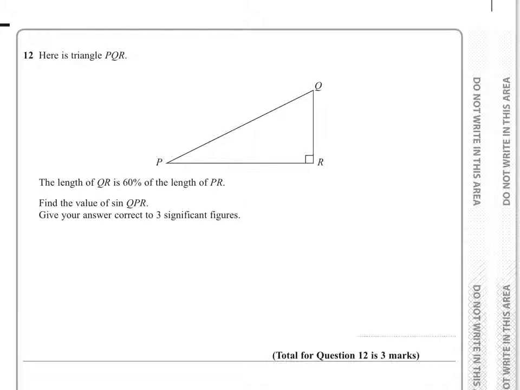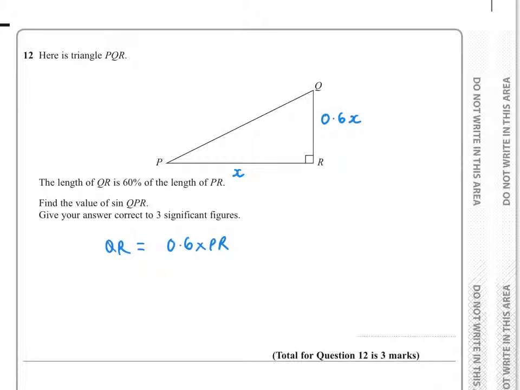Question 12. So we've got a right-angled triangle, PQR, and it says the length of QR is 60%, so 0.6, of the length of PR. So why don't we just call PR something like X, and then QR must be 60% of that. So 0.6 is like 3/5, so we can either just call it 0.6 or 3/5 if you want. So that's going to be 0.6x.